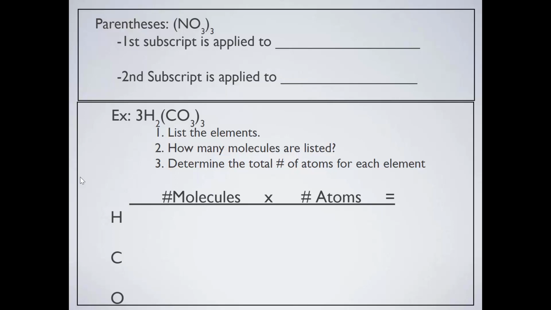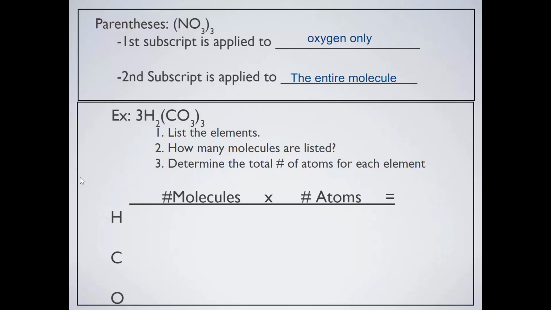Now, sometimes when you're doing these problems, you might have a group of atoms in parentheses, like NO3 parentheses 3. That can be a little bit confusing sometimes. All right, what does this 3 go with? It only goes with the oxygen. Where does this 3 go with? The entire thing. So the first subscript applies to the oxygen only, the second one to the entire molecule. It's nitrate.